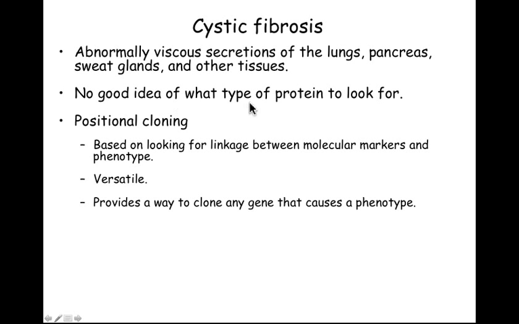For this, there's no real good idea of what type of protein you're looking for, so positional cloning becomes an attractive option. Basically what we're going to do is look for linkage between molecular markers and the phenotype. The idea is the same one we've talked about over and over again with linkage: the closer two pieces of DNA sequence are to each other, the more likely they will be inherited together, and the further apart they are, the more likely they are to segregate independently. The advantage here is that this is a very versatile technique, so as long as you can observe the phenotype, you should be able to clone your gene this way.